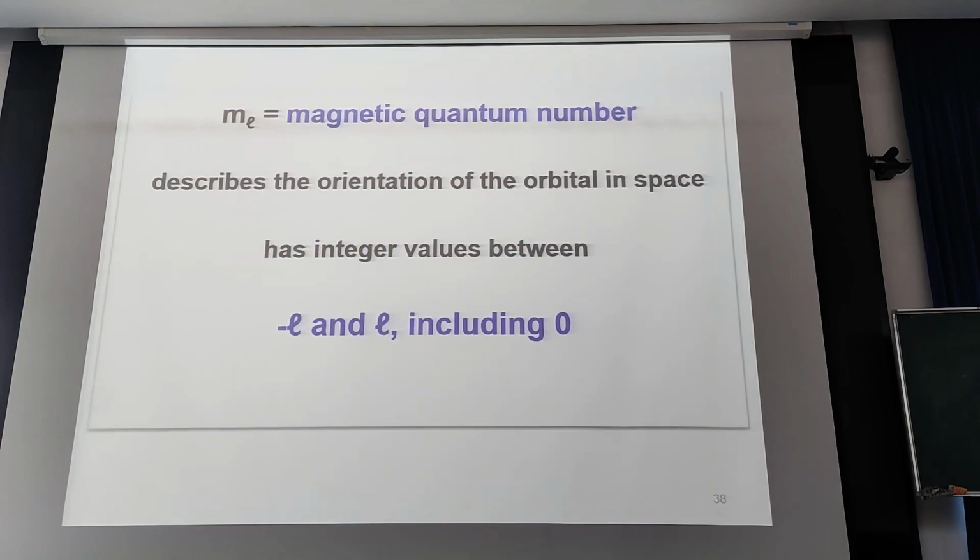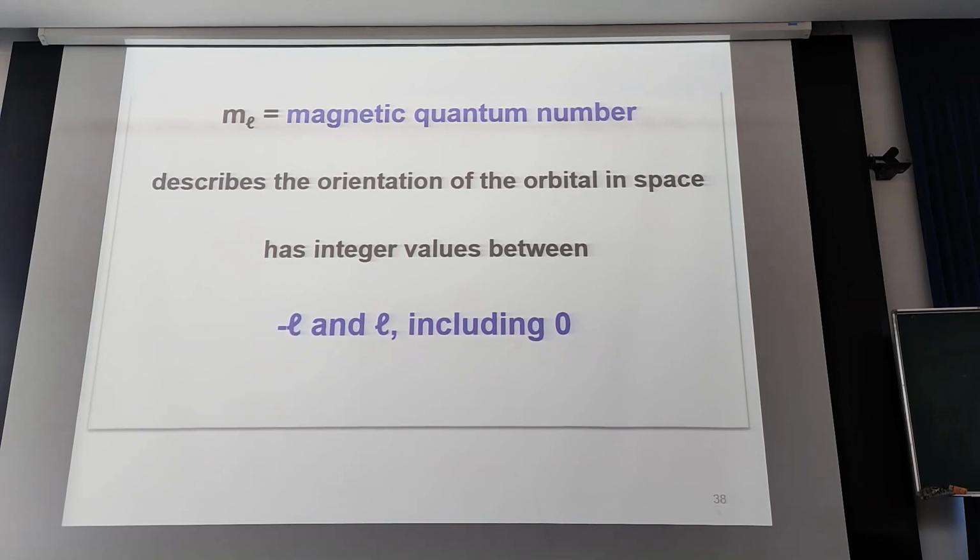We have the magnetic quantum number, which describes the orientation of the orbital in space. Because in space you have a spherical coordinate system, right? You have x, y, z. So what could be the direction of the orbital, on the x, on the y, or on the z? The magnetic quantum number has integral values between minus L and positive L, including 0. If you have orbital s, that means L equal to 0, so you have only one value, right? Minus 0 is 0. So you have only one value.